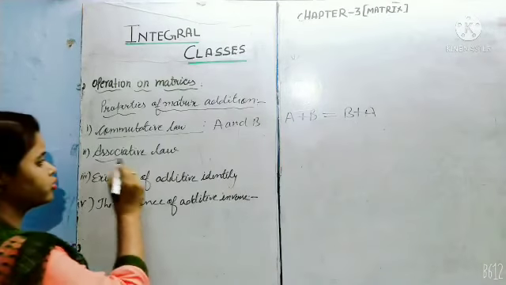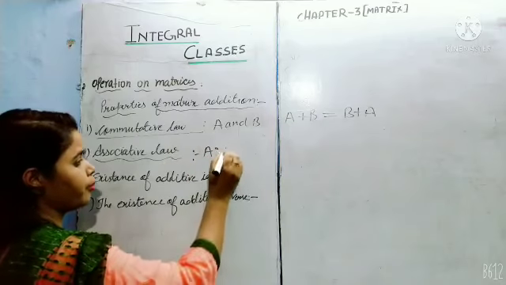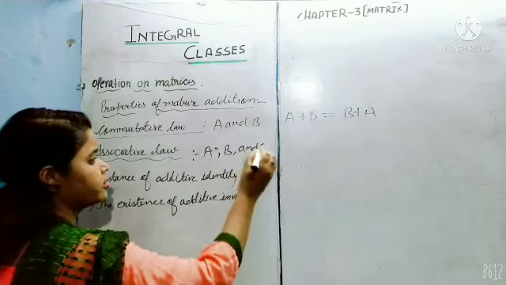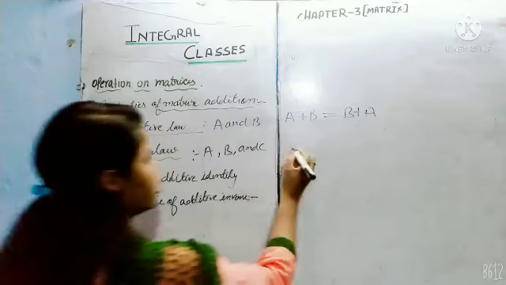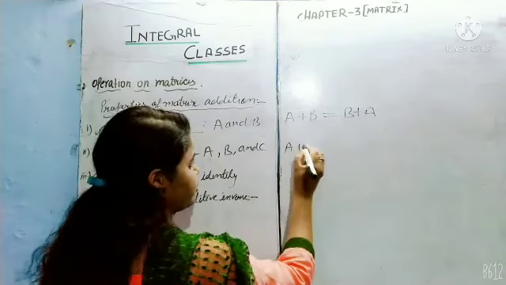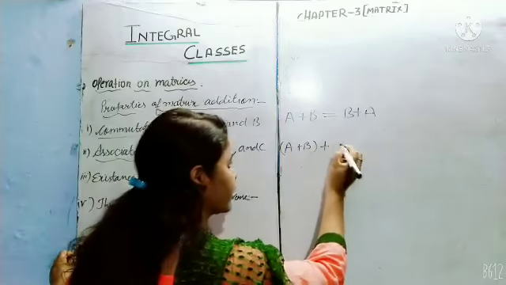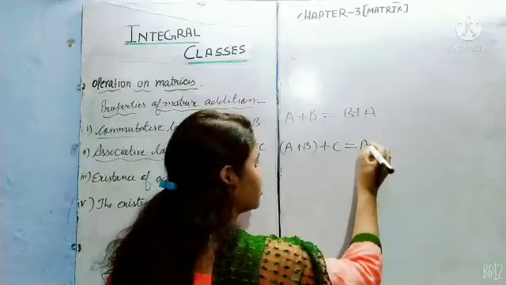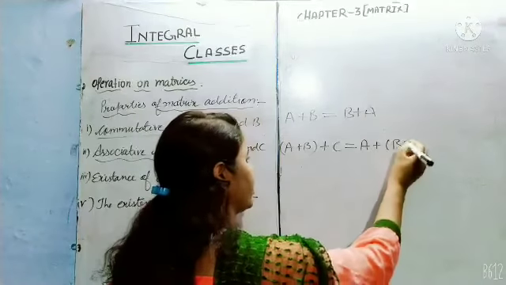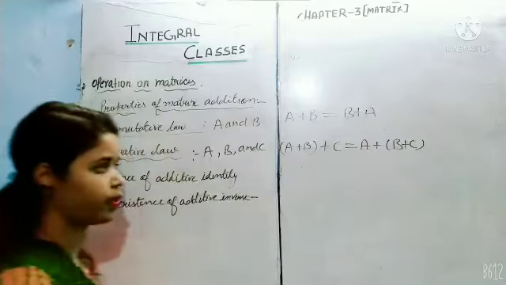Now for the associative law, we will consider here three matrices A, B and C. So student, if we first add the first two matrices, A plus B, and then add C to the result, it gives the same result as when we add the last two matrices and add the resultant to A.